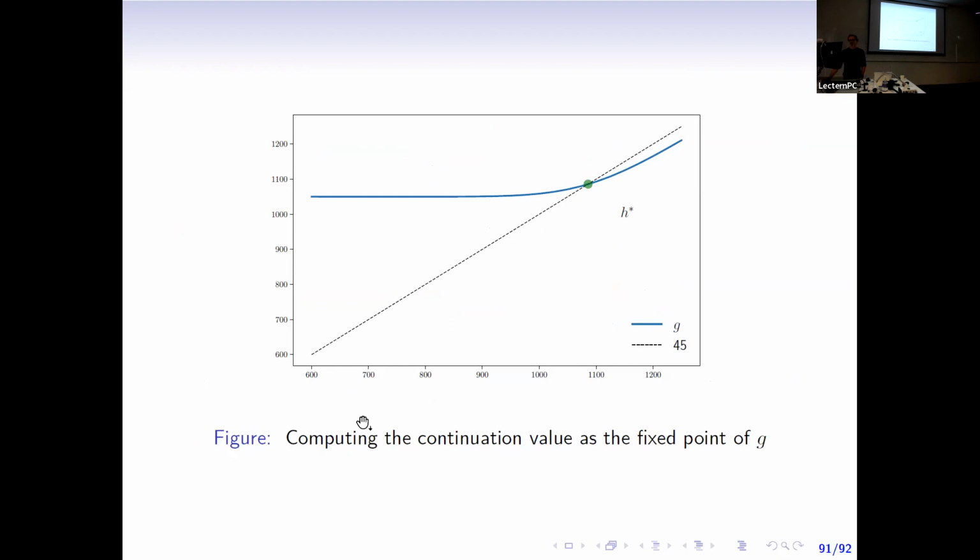So you've all seen 45-degree diagrams before. There's a 45-degree line. I'm going to pick an initial guess and apply the function. I'm going to go to here, to here, to here. And as I iterate, it doesn't matter where I start off. I start off here or down there, wherever, I'm going to converge to H star. Once I've got H star, I've got the continuation value. Once I've got the continuation value, I can compute the optimal policy.